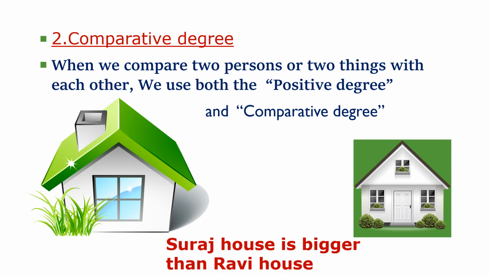In this sentence, there is a comparison between two houses. Comparison between two houses or two places or two things or two incidents, that is the comparative degree. Suraj's house is bigger than Ravi's house. This is the comparative degree.